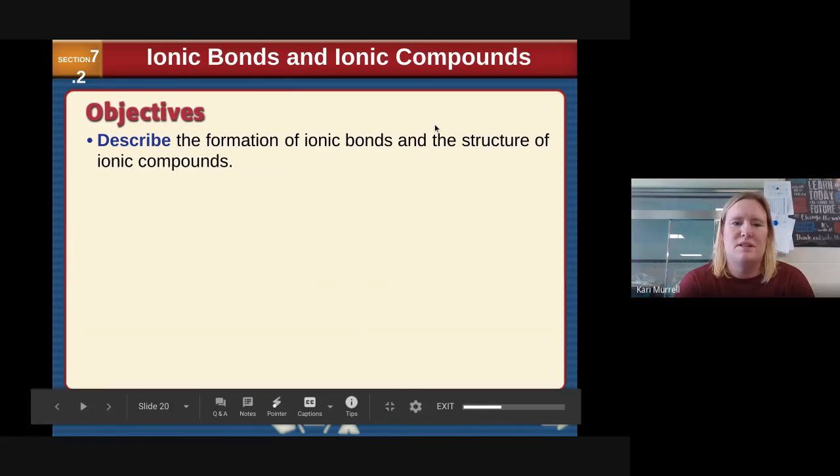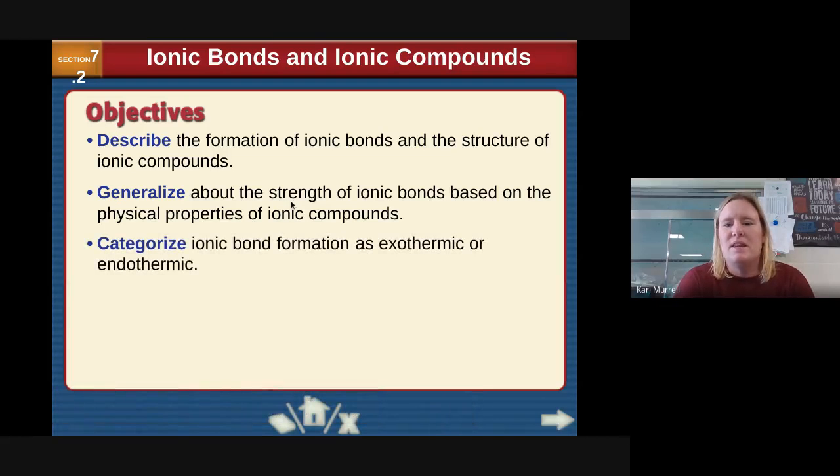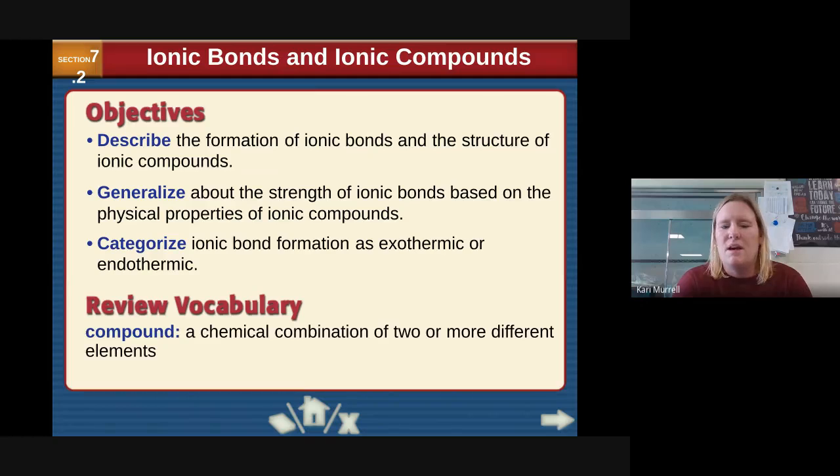Today we are kicking off section 7.2, the second section out of 4 in this chapter. Today's objective is to talk about the different structures of ionic compounds and the strength of the bonds, and then to be able to categorize them as exothermic or endothermic.